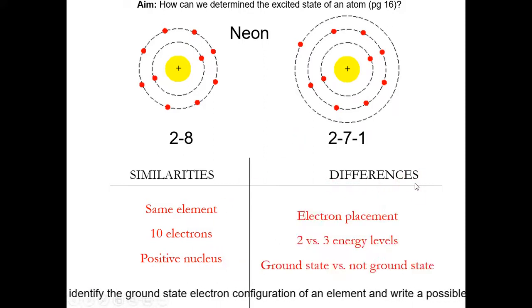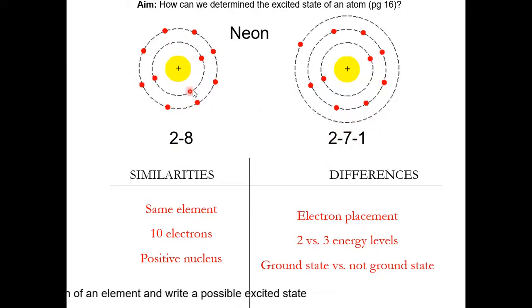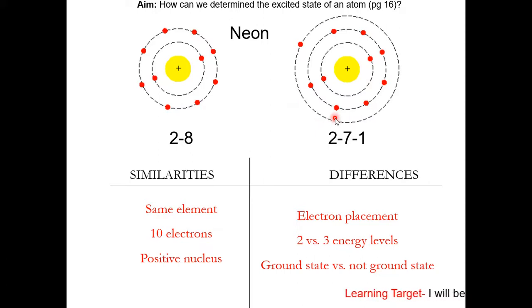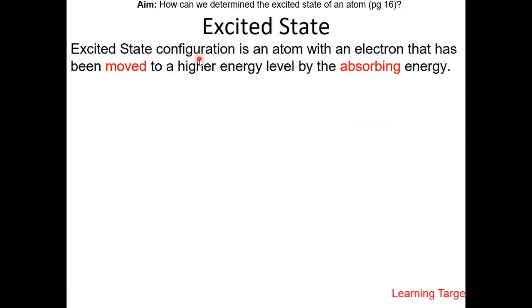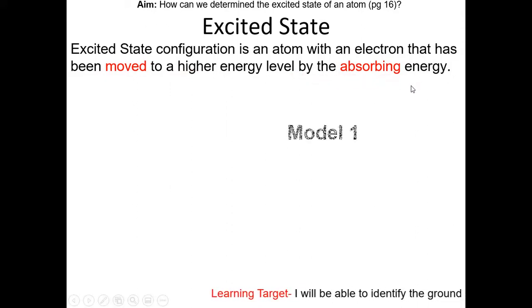Now, what's the difference? So the electron placement, notice that the configuration is different. One is the ground state, and one is not the ground state, okay? One has 2 energy levels, one has 3. So since this one over here is not the ground state, this one is called the excited state. Excited state configuration is an atom with an electron that has been moved to a higher energy level by absorbing energy. So let's look at a model.